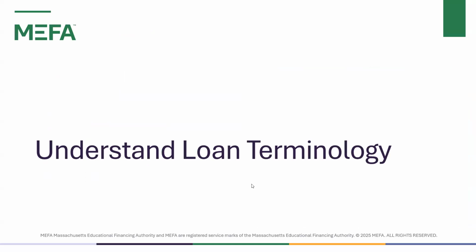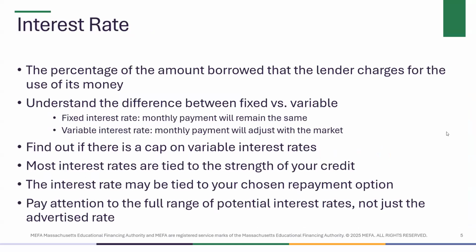First, let's talk about loan terminology. The first would obviously be the interest rate, which many people understand is the percentage of amount borrowed that a lender will charge for the use of its money. So it's important to understand the differences between fixed and variable interest rates and decide what your comfort level is with each as you're comparing different loan options. Fixed rates, of course, will stay the same for the life of that loan, which means that your monthly payments will also stay the same, which can be very helpful with budgeting.